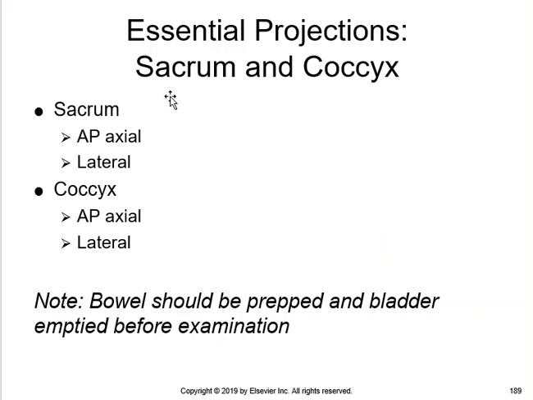We have sacrum and coccyx. For sacrum, we're going to do AP and lateral. Coccyx we'll do AP and lateral. In a lot of cases, these are done together, so the lateral can be combined into one. The APs can't, because we're going to have opposite angulation for the sacrum and the coccyx.